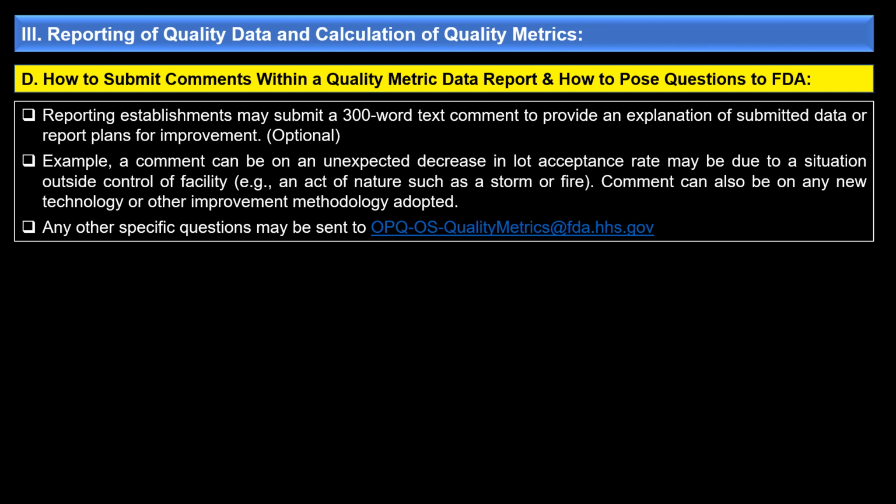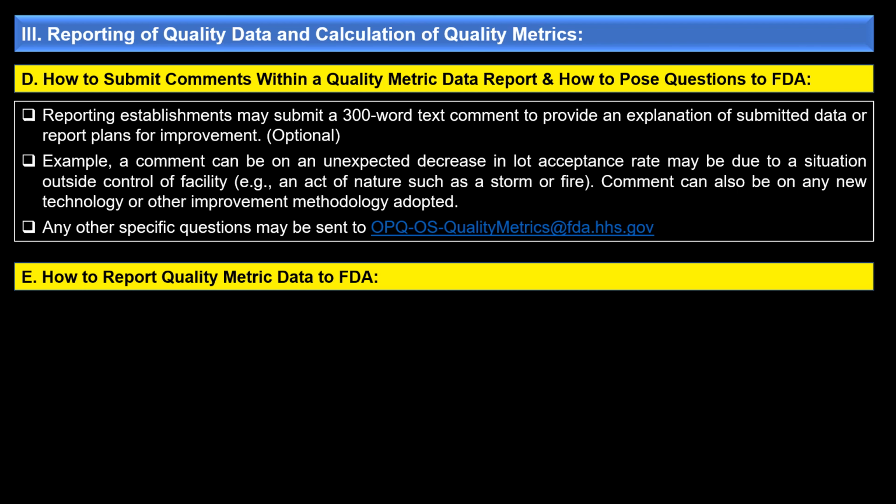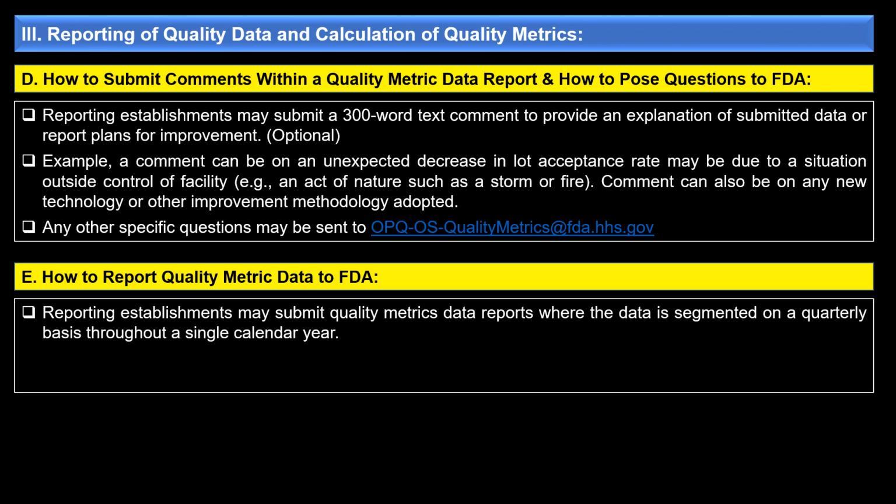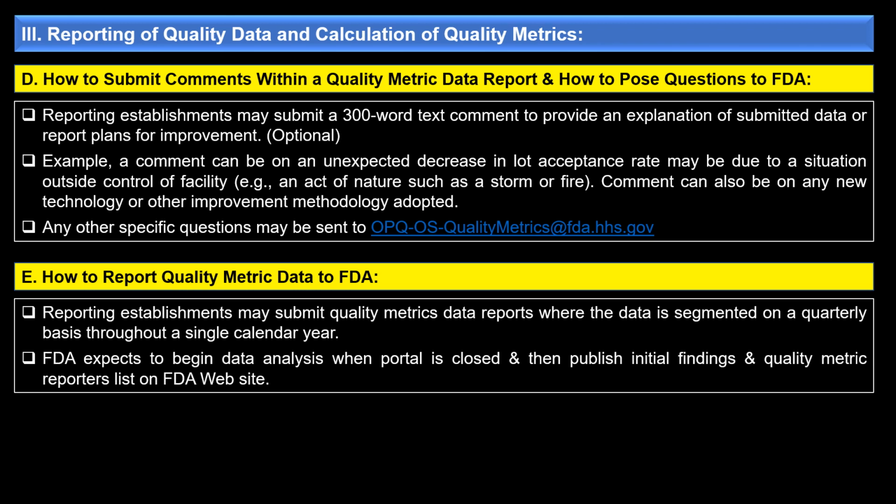Any other specific questions can be sent to the FDA at a specific email ID mentioned here that has been created by FDA in the name of Quality Metrics. Then, how to report the quality metrics data to the FDA? The reporting establishment may submit a quality metrics data report where the data is segmented on a quarterly basis throughout the single calendar year. FDA expects to begin the analysis when the portal is closed for a specific year and then publish the initial findings and quality metrics reporters list on the FDA website.